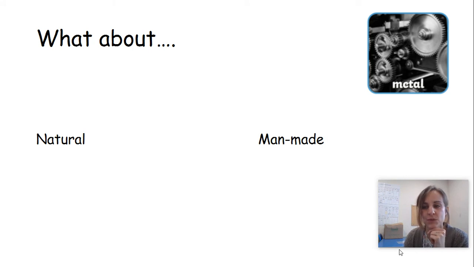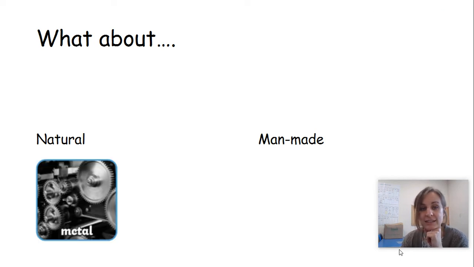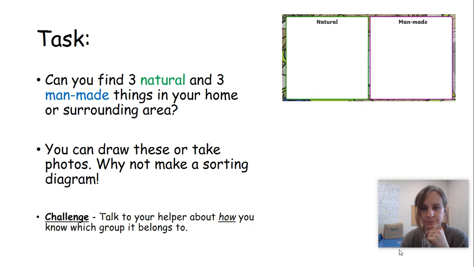Okay, metal. Who knows where metal comes from? That's right. I did say at the start, didn't I? Metal comes from under the ground, and people can dig up metal because it's something that is just in the world around us, and then they can use it to make different things. But it's actually made from something that is natural. Wow, we're so good at this. I think I've got a really good understanding now of things that are natural and things that are man made.